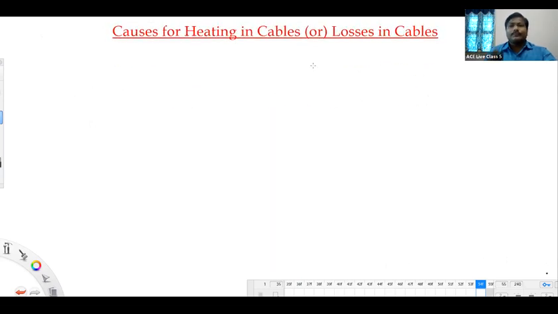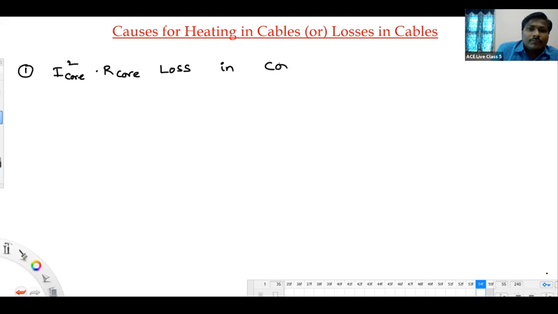Look here. See, what are the various losses we can experience in the cable? First one is I square R loss in the conductor. It's a regular loss which we can get in any cable, right? I square R loss in the conductor. I can say I core square into R core, loss in the core or conductor. It's a general loss which will exist for any conductor.